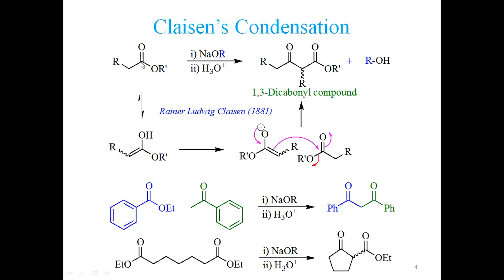This reaction was patented as the Claisen condensation, in which he used esters condensing with esters. The ester generates an enolate, and the enolate reacts with the same ester entity. So this was called Claisen condensation. But later on, it was also tried with ketones reacting with esters to form 1,3-dicarbonyl systems.